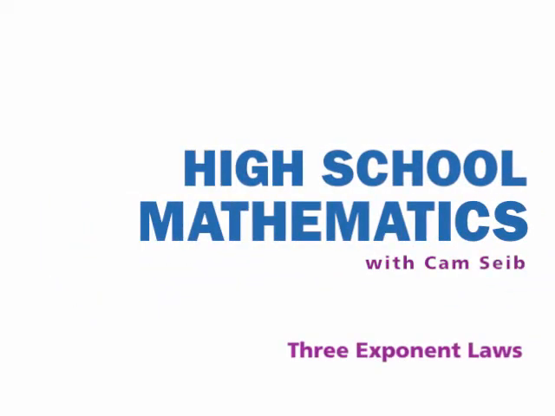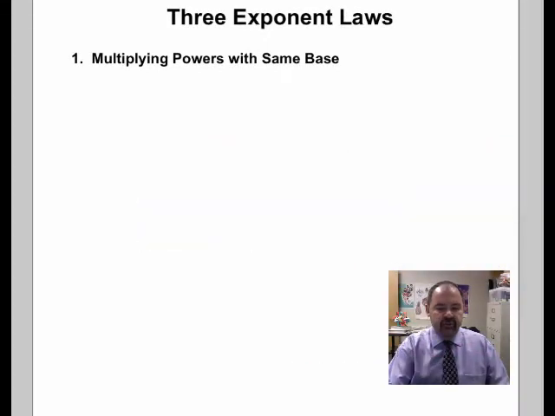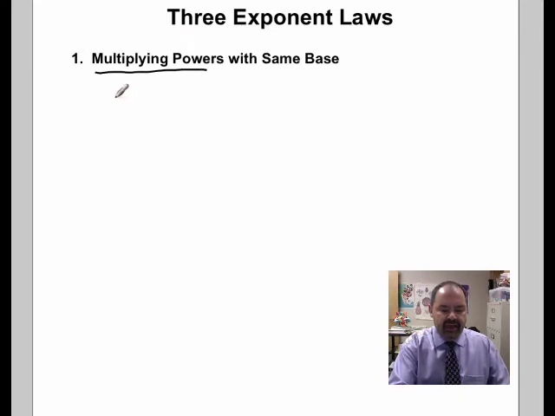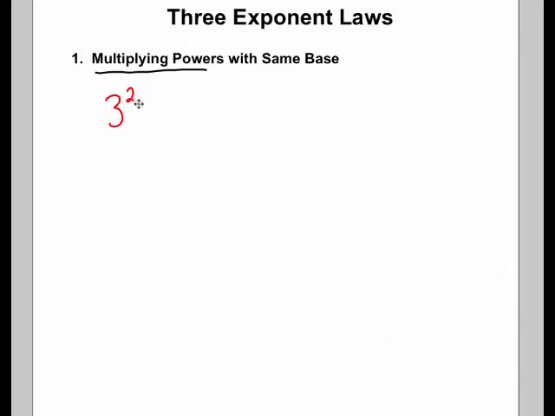I want to look now at three important exponent laws. And the first one involves multiplying powers. And here's an example. If I had 3 to the exponent 2 multiplied by 3 to the exponent 4, what I'm going to want to do here is write my answer in terms of a power.